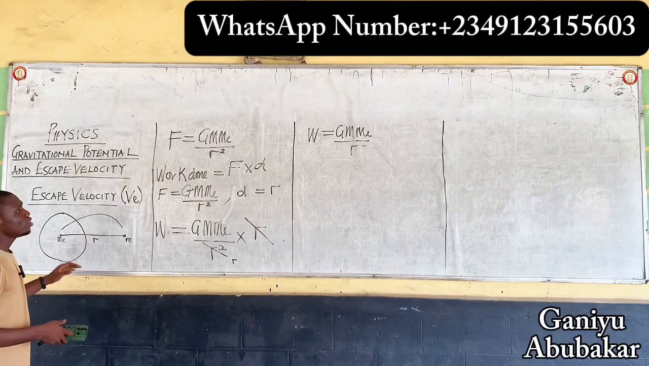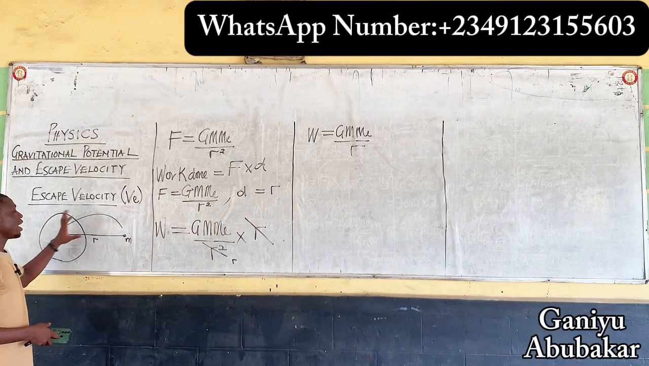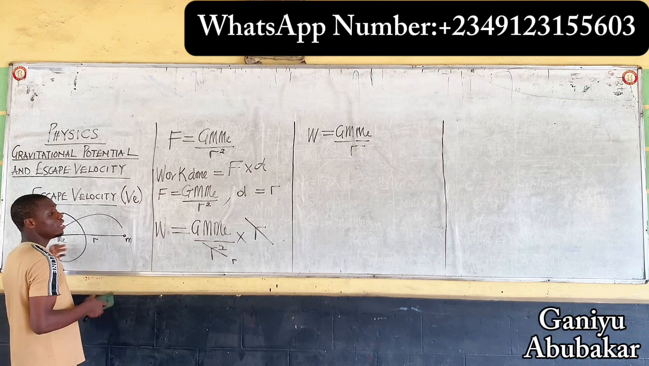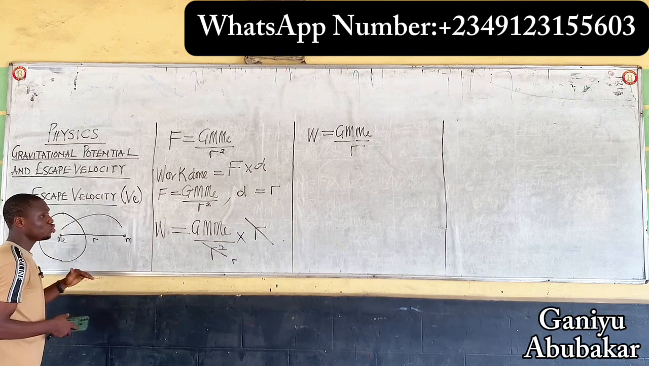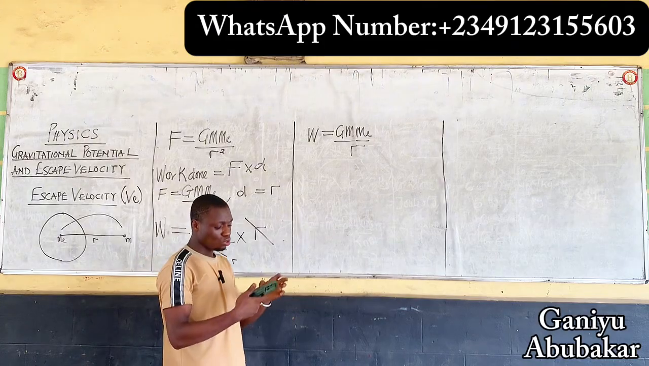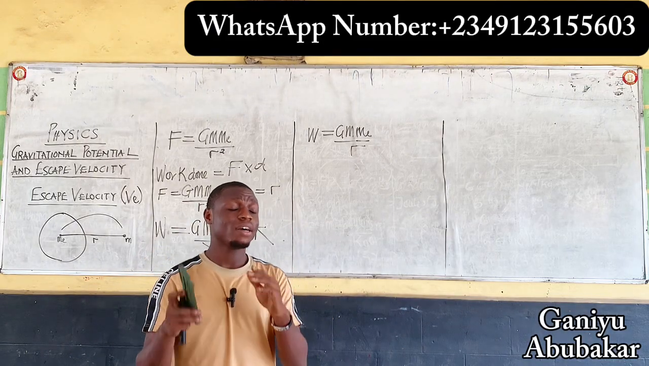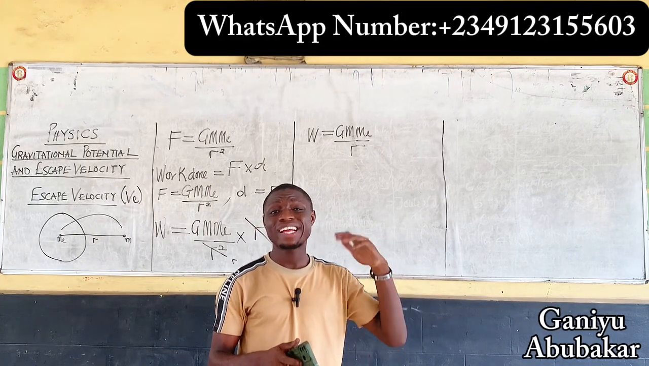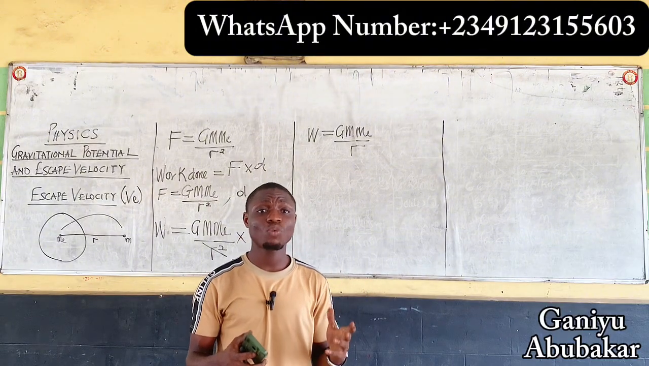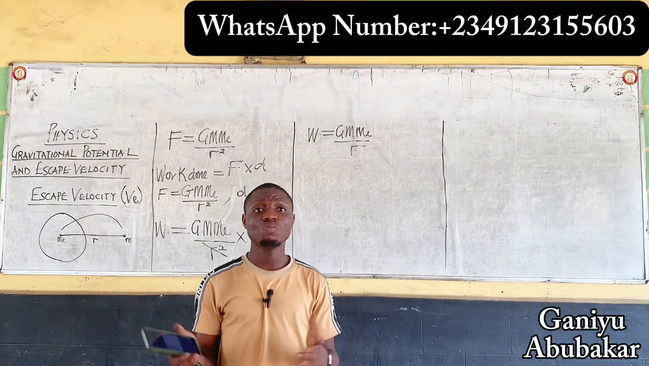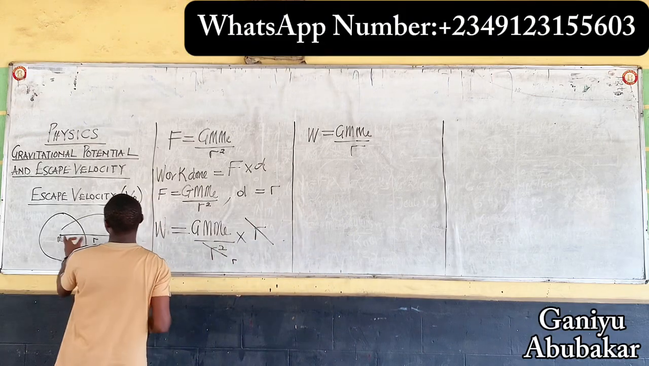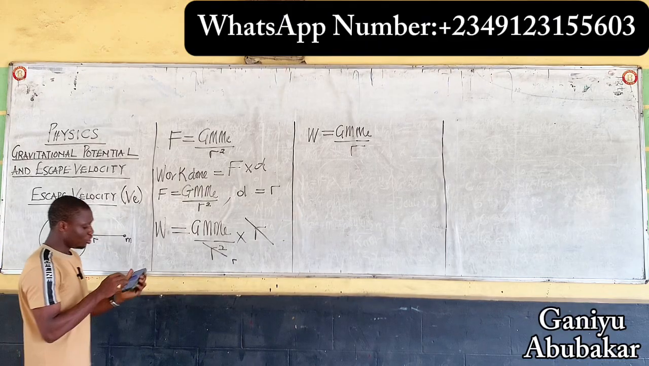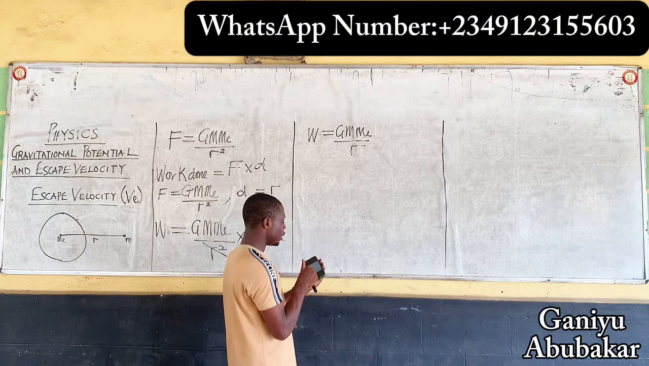Here's the concept: when work is done and the mass moves away from the Earth, a movement will occur, and that will take us to the concept of kinetic energy. Kinetic energy is simply the energy possessed when work is done through motion. For this work to be done, a movement will take place, so that takes us towards the concept of kinetic energy.